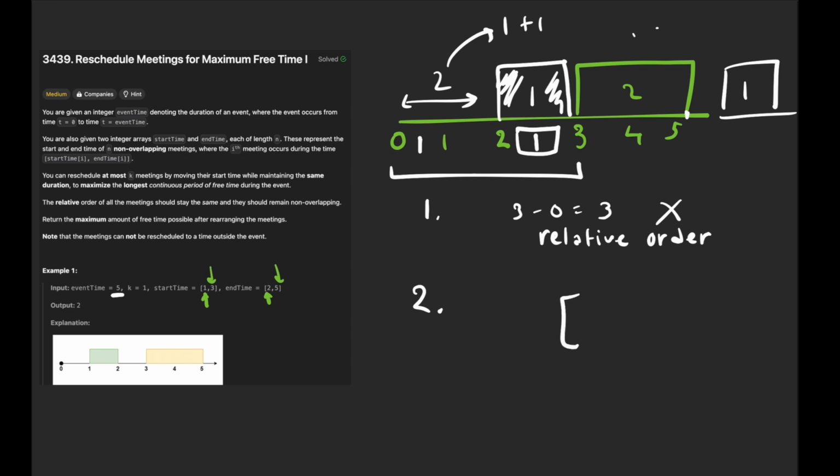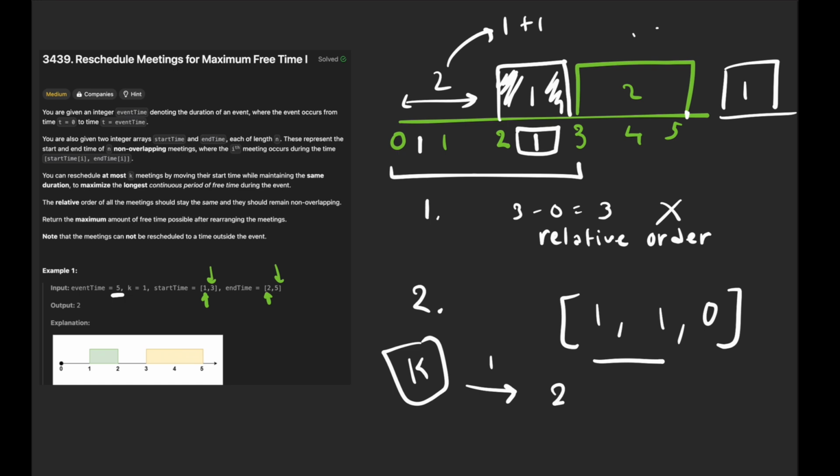So what was our gap list? We had 1, 1, 0 as the gap list. So by moving this one event, we are just combining the consecutive gaps which were there. How many events can we move? We can only move at most k events. What does this mean? Let's say if we are moving one event, then we can combine two gaps, right?